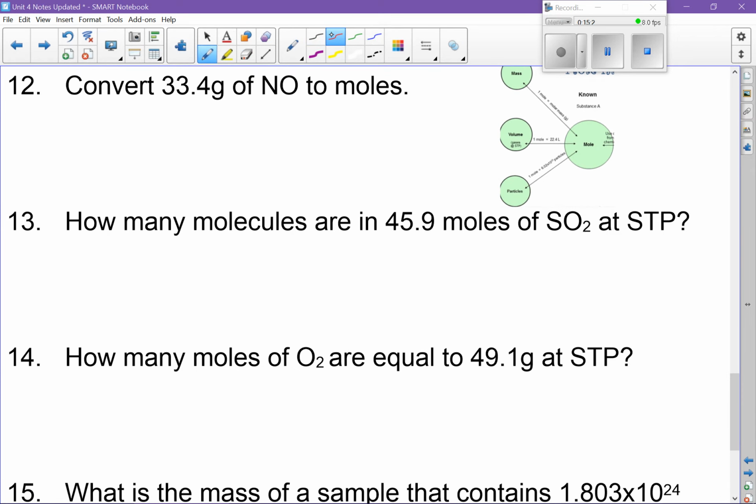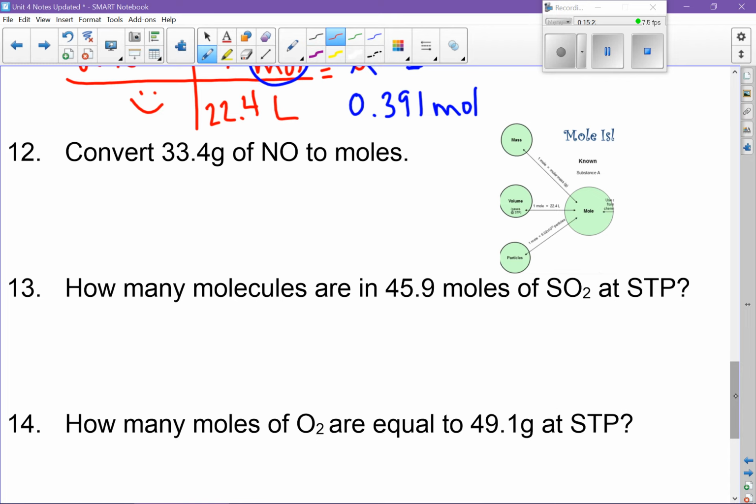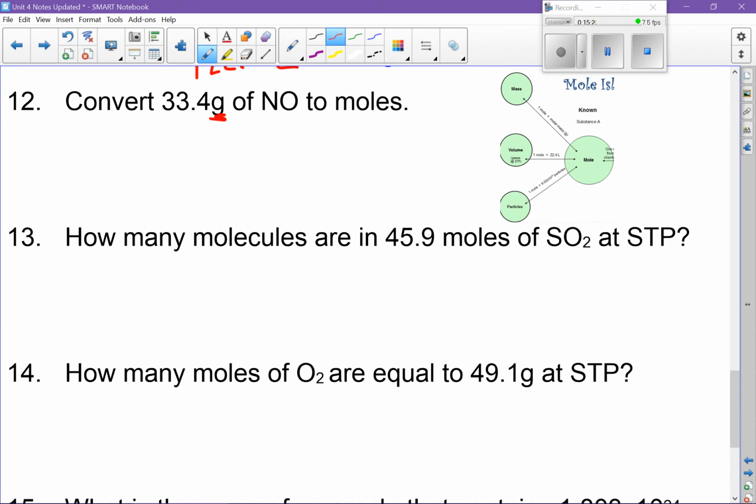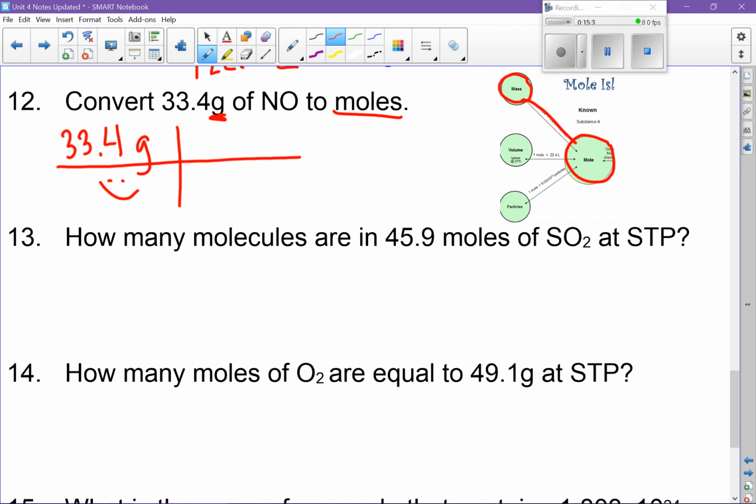Okay, next question. I see grams and I see moles. So grams are up here on Mass Island, moles are here. This is a one-step fence. So we have 33.4 grams. Grams up, grams down. I want moles. I know I put 1 with the mole, and grams means that I need the molar mass of my chemical.